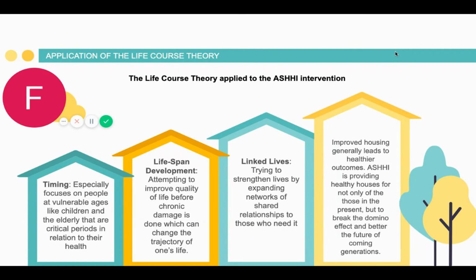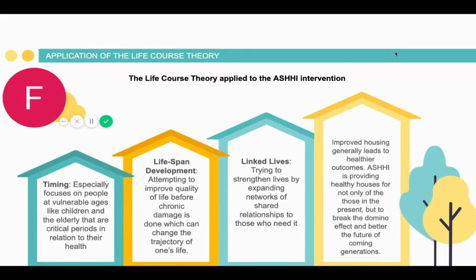Second, lifespan development. ASHE is attempting to improve quality of life before chronic damage is done, which can change the trajectory of one's life. This is seen, especially for kids, by striving to prevent things like brain damage and asthma, as mentioned before. This allows kids to go to school and learn better when there isn't much to worry about at home, which eliminates stress and maximizes their performance at school. Lastly, the principle that applies is linked lives, which is ASHE trying to strengthen lives by expanding the networks of shared relationships to those who need it by requiring different organizations to participate and strengthening the community overall.